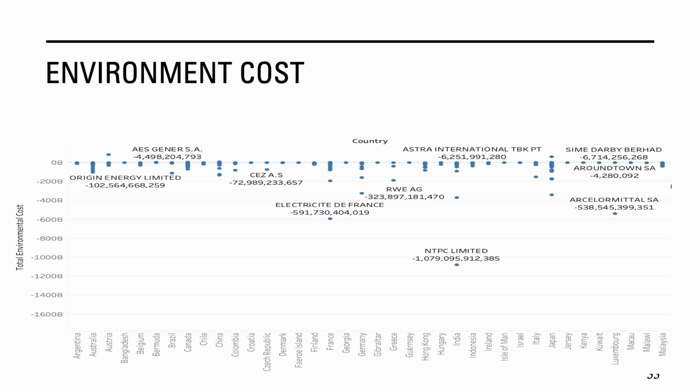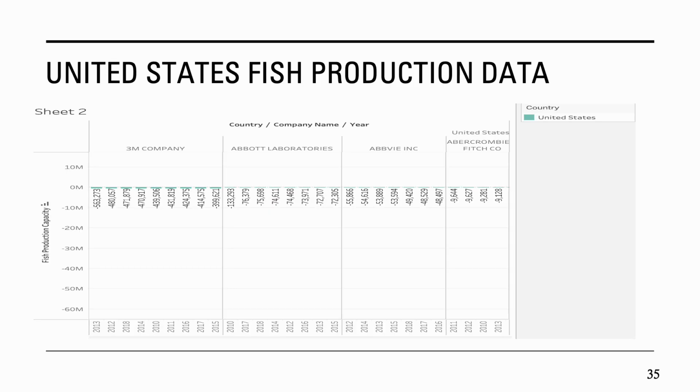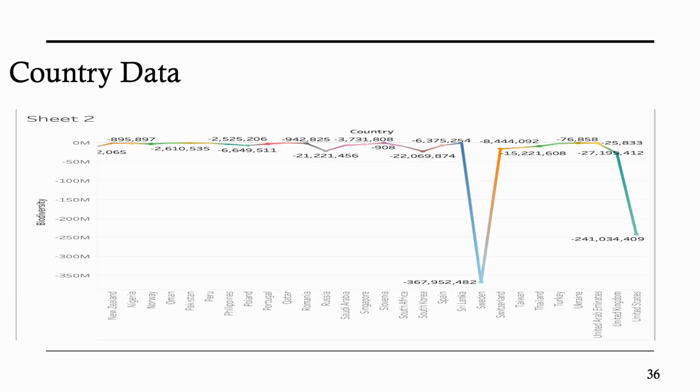Environmental cost is also displayed in this data set. The country that is highest with environmental costs is India. Industry data is represented here for the working capacity and water production capacity. United States fish production data is represented here. The country data is represented here for the biodiversity. Biodiversity represents land use and toxicity. Sweden has the highest land use and toxicity of every country that is represented.